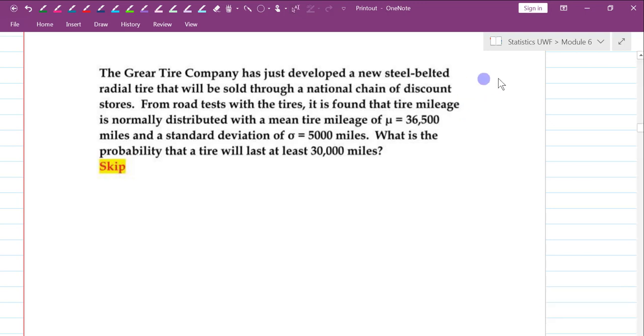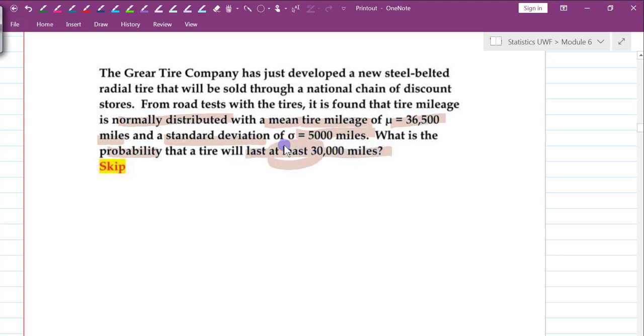Okay, here we go. So the Gear Tire Company has just developed a new steel belted radial tire that will be sold through the national chain of discount stores. From road tests with the tires, it is found that the tire mileage is normally distributed with a mean tire mileage of 36,500 miles and a standard deviation of 5,000 miles. What is the probability that the tire will last at least 30,000 miles?